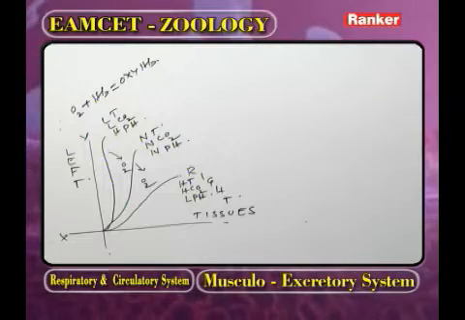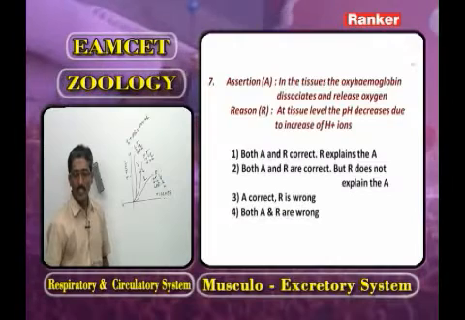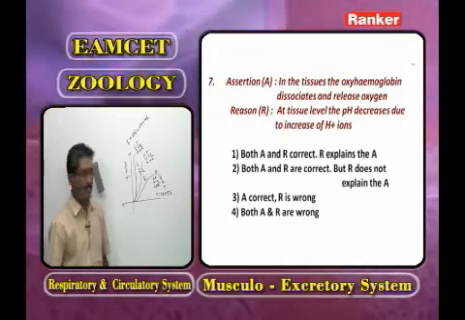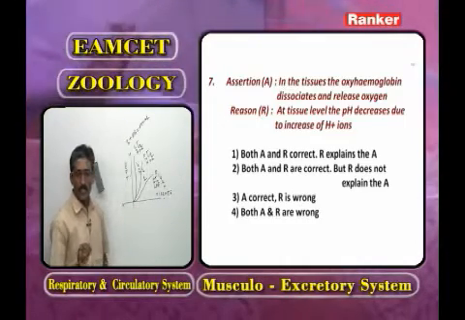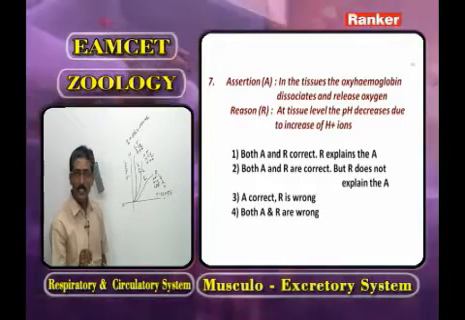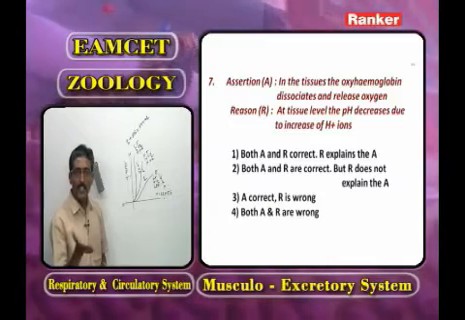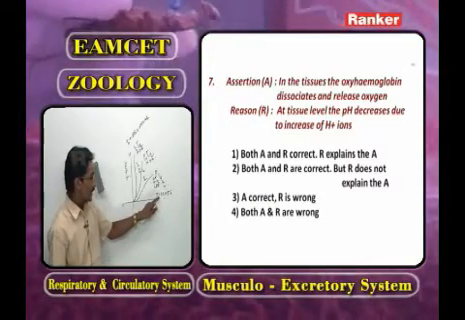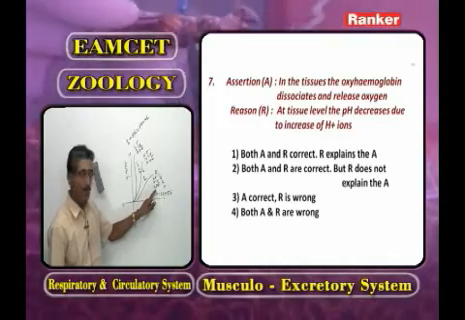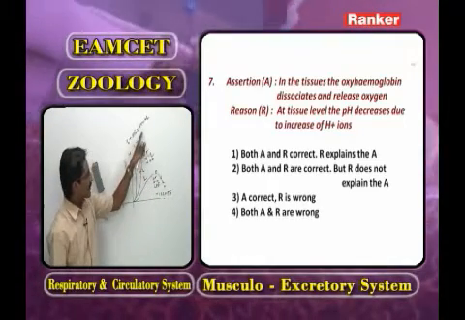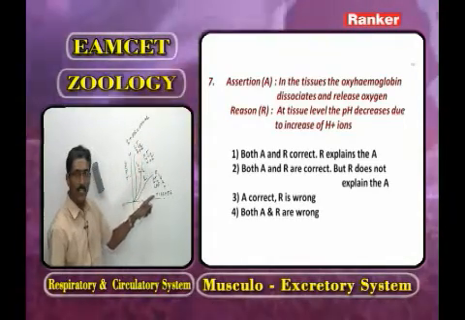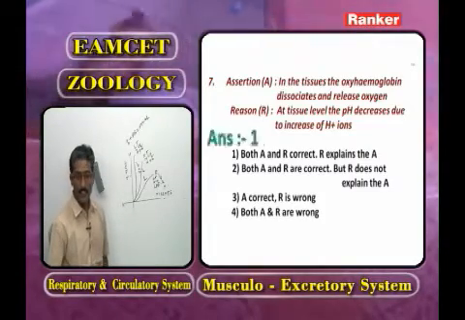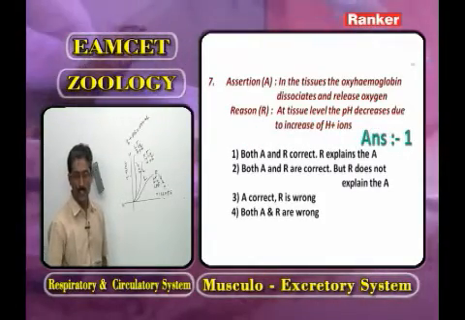Now here, assertion: in the tissues, oxyhemoglobin dissociates and releases oxygen. Reason: at tissues, the pH decreases because H plus concentration increases. So you observe the diagram. In the tissues, the pH is low. So at low pH, from the oxyhemoglobin, what is separating more and more? Oxygen. So both are correct. R explains A. Now we go for the next question.